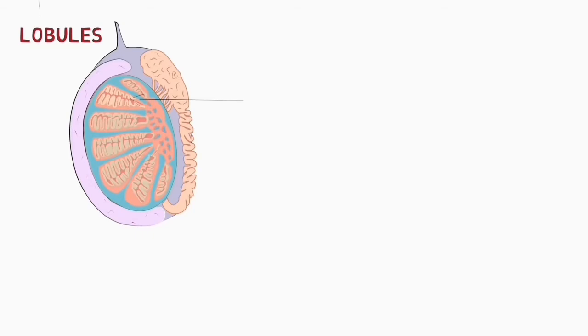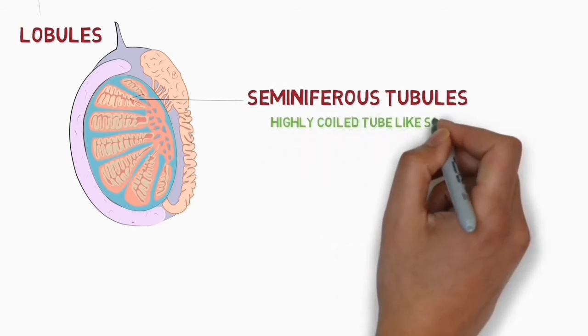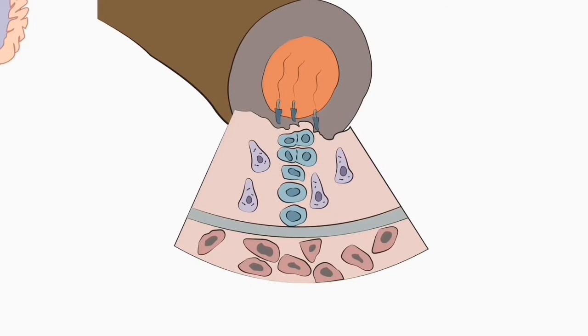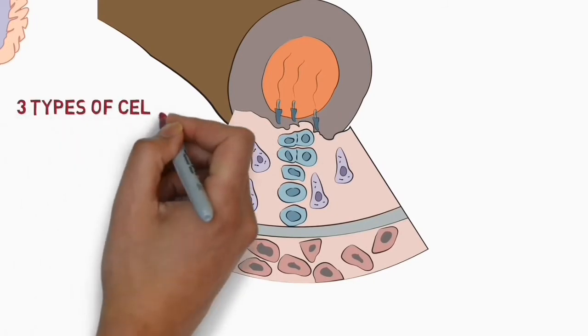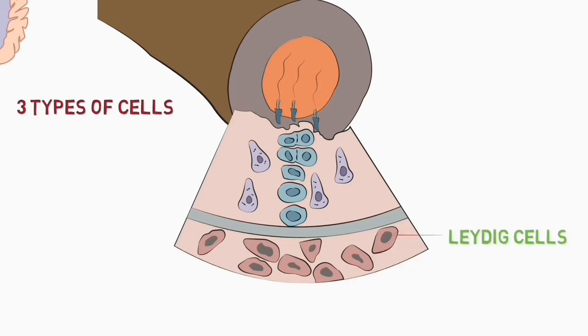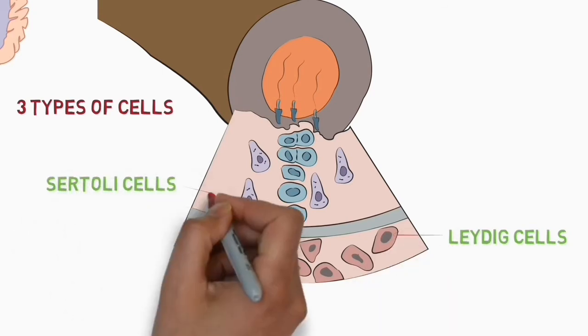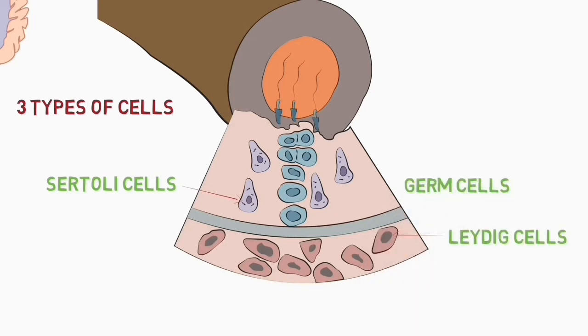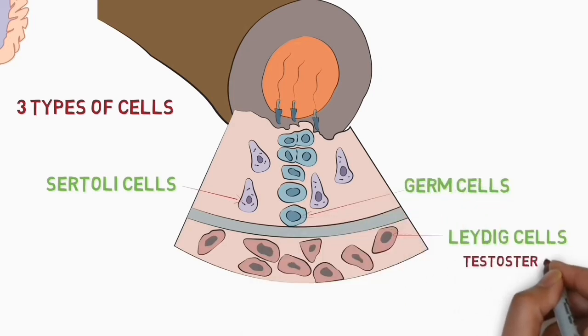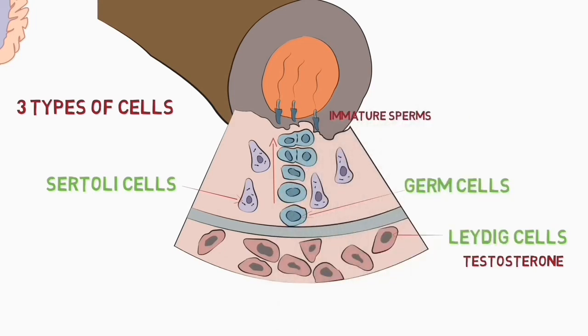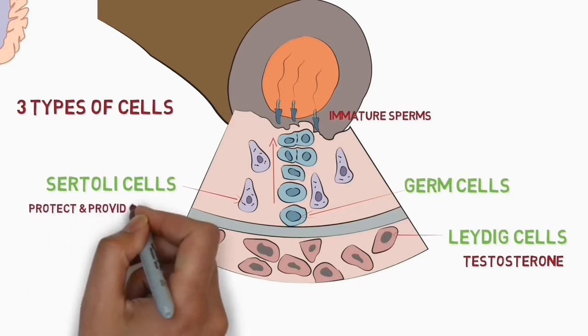Let's look at the wall of the seminiferous tubules. As you can see, the wall of the seminiferous tubules contains three types of cells: the Leydig cells, Sertoli cells, and germ cells. The Leydig cells have the primary production of hormone testosterone, and the germ cells differentiate towards the lumen of the seminiferous tubules from the immature sperm. And Sertoli cells have the function to protect and provide growth to germ cells.